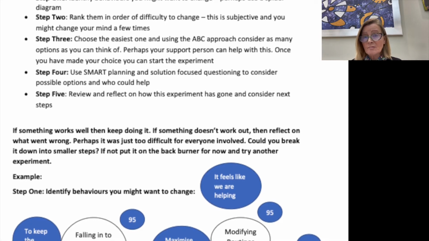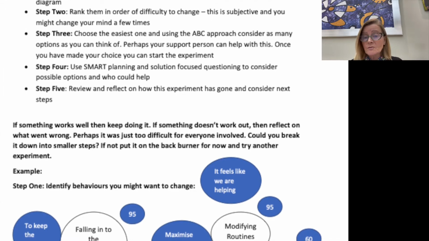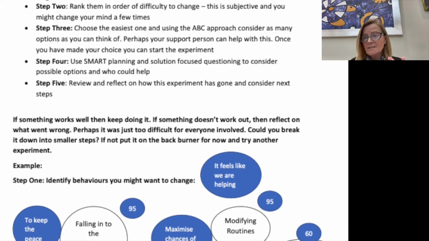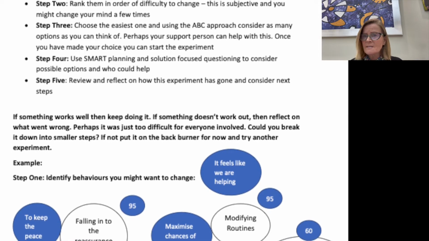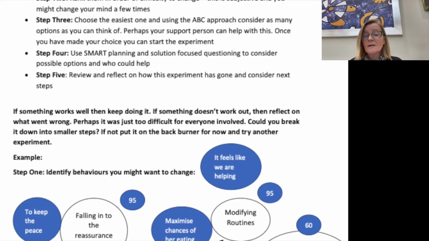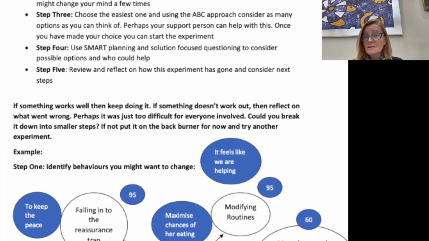And then step 4 is create a behavioural experiment. So you might use SMART planning, solution focused questioning. There's some other techniques you can use as well, but verbalising and visualising, what is this experiment going to be like, and then trying the experiment. And then step 5 is let's review and reflect. How did the experiment go? And then consider the next steps.